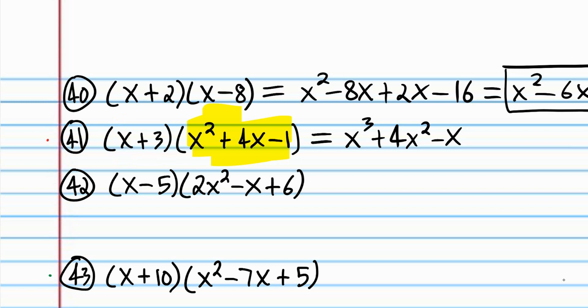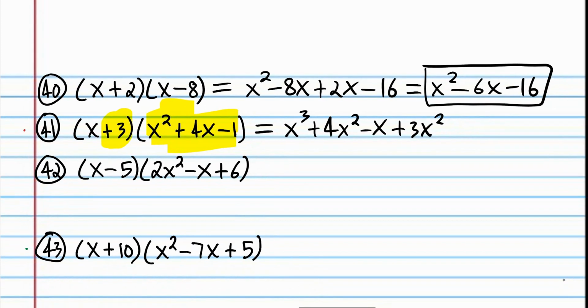But now we have to move to the 3. Now we're multiplying this 3 by everything in this trinomial. So 3 times x squared is 3x squared. 3 times 4x is 12x. And 3 times negative 1 is negative 3.